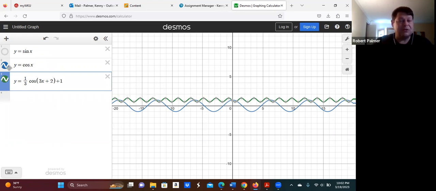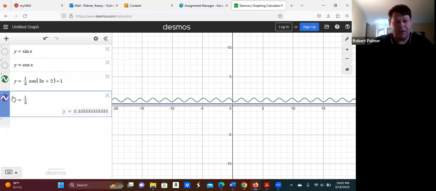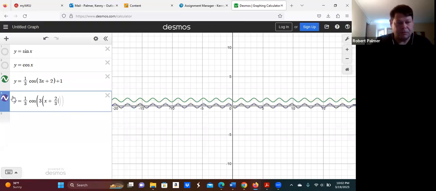Now, just to convince you this is the same thing as I said, let's do y is equal to 1/3. Now, if I factor that out like I said, I'd have 3, in parentheses, x plus 2/3, plus 1, exactly the same graph. We factored it out. And that's why I would say, essentially what you're doing is first doing the horizontal shift, then the horizontal compression or stretching.